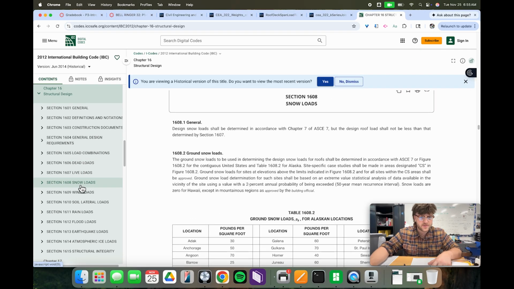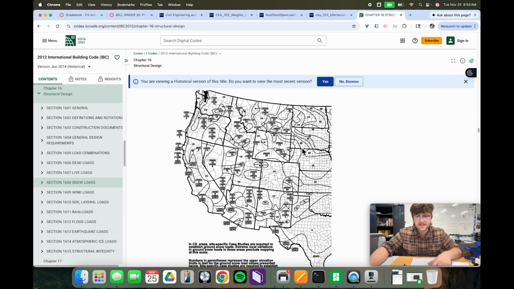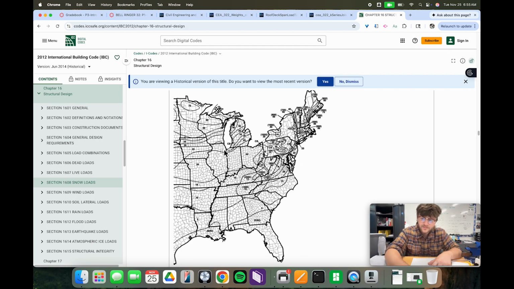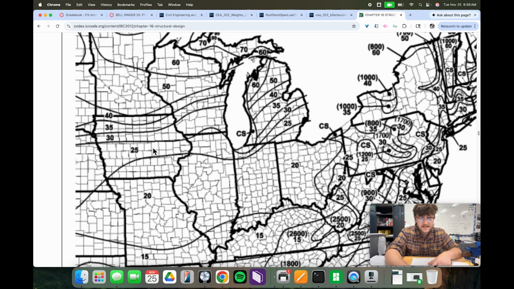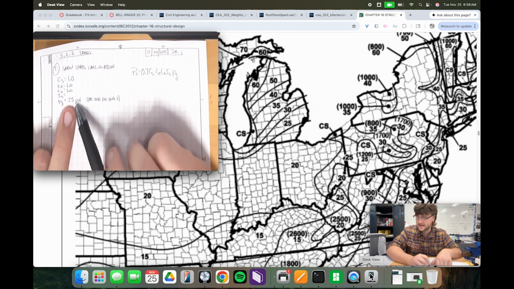But then what we're going to do is go to 1608 snow loads. Then we've got to go to table 1608.2. This is the Western United States, and we've got to look at this for Chicago. If I zoom in here, we can see that this is all 25, and Chicago is right here. So 25 PSF is going to be our ground snow load, and we want to make sure we have that written out as well.